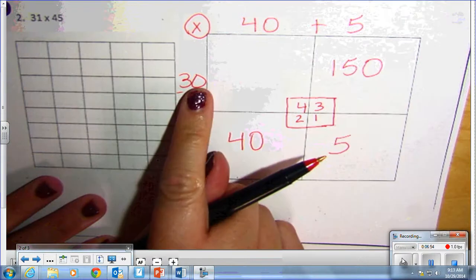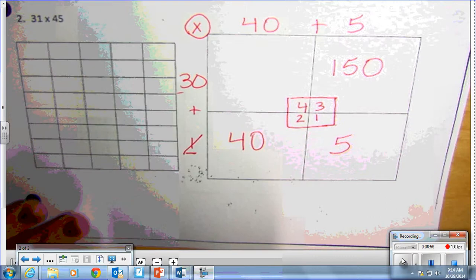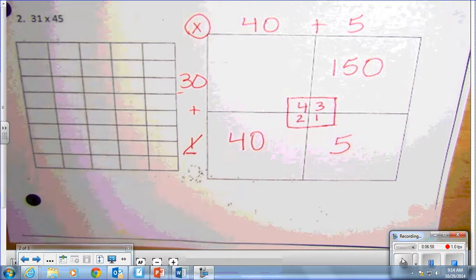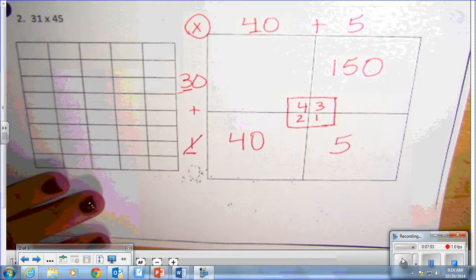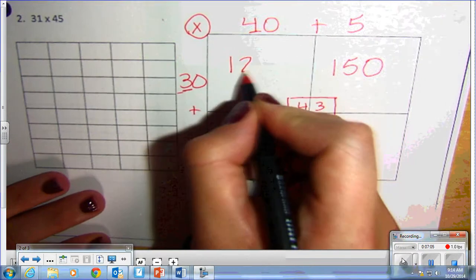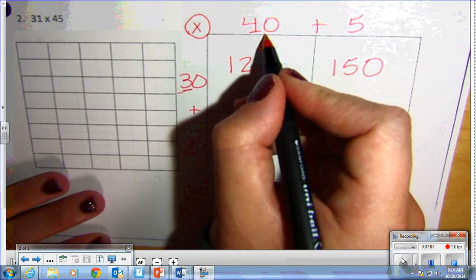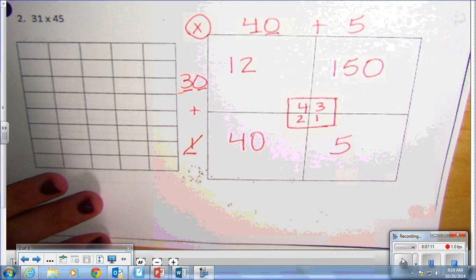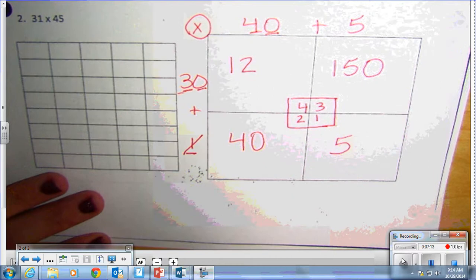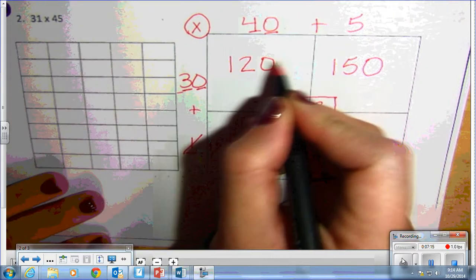She knows that 3 times 5 is 15, but I've got to add that 0 because I'm multiplying by 30. Now, I'm going to help you with the very last box because this is where some friends get tricked. I know that 3 times 4 is what? 12. Okay? But there's a 0 in this number and a 0 in this number. So how many zeros do I need to put behind that 12? Everybody. 2.